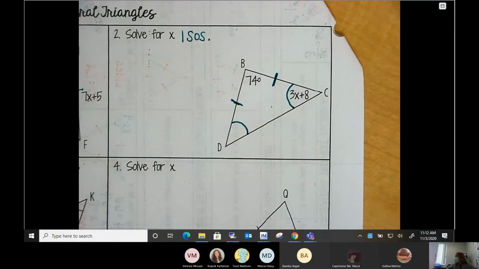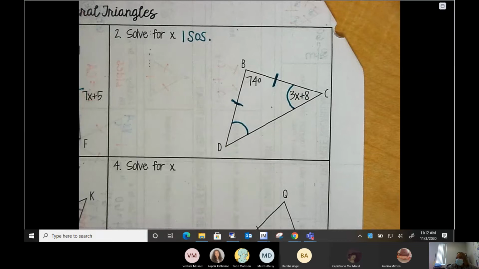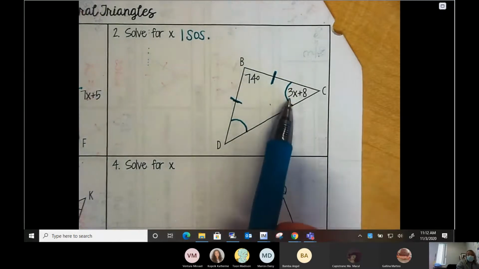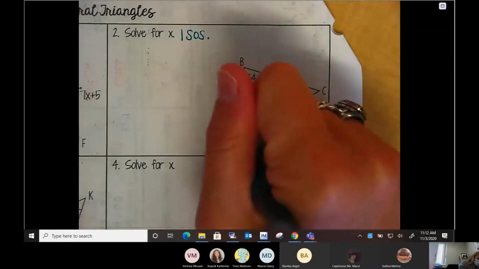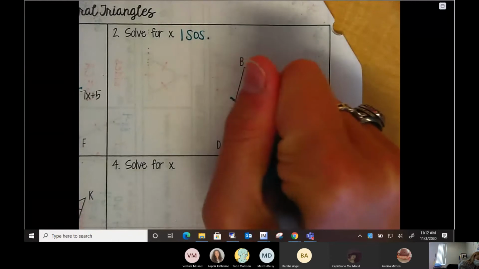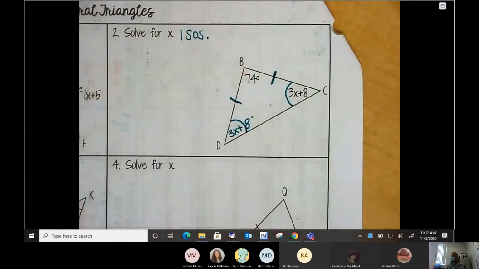Well, if they're the same, what does angle D have to be? Yeah, it has to be the exact same thing, 3x plus 8. I have to have that over here as well, right, because they're exactly the same.